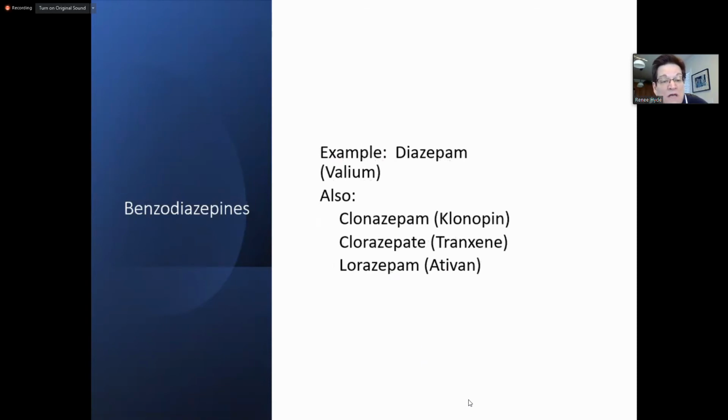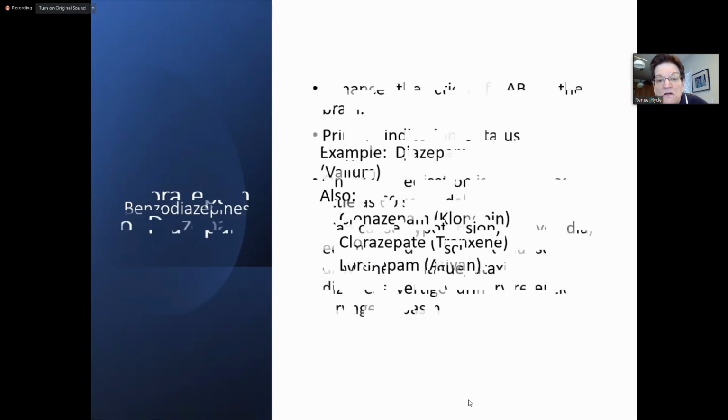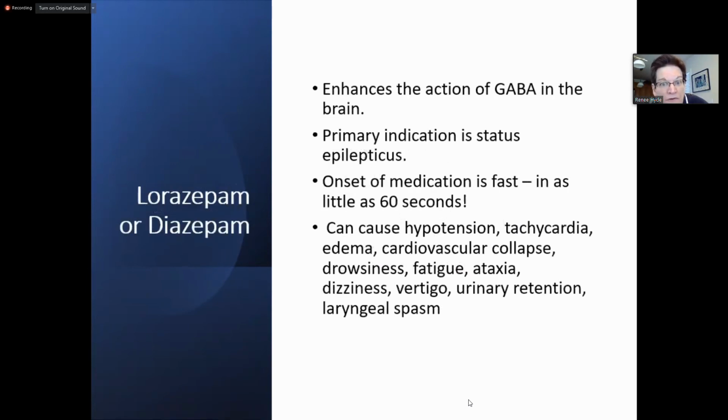Now, our benzodiazepines, like our diazepam or the clonazepam or the lorazepam, and then there's the odd one out, clorazepate or Tranxene. Our benzos also enhance the action of GABA. The primary indication for this medication is status epilepticus. If it's given IV, the onset of this medicine is fast, as little as 60 seconds.